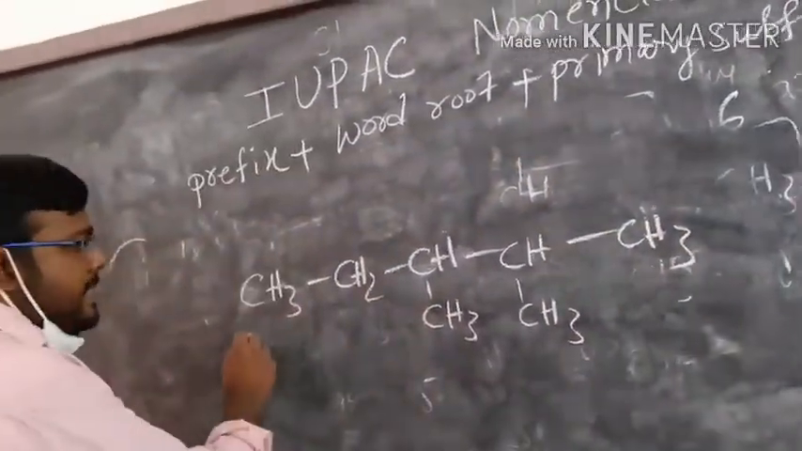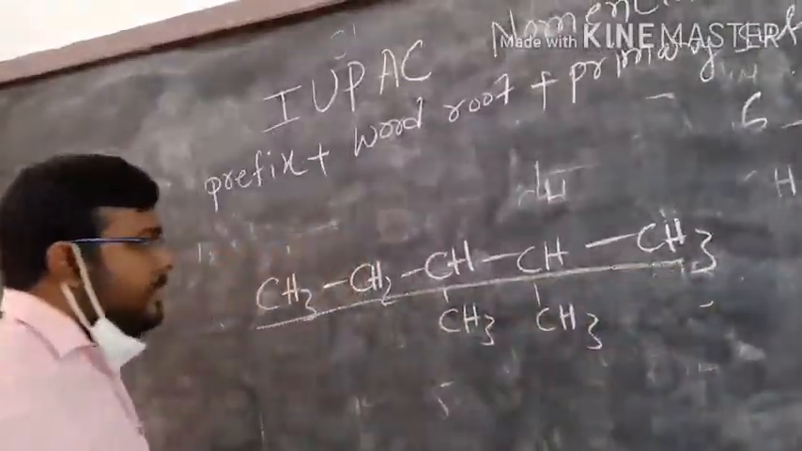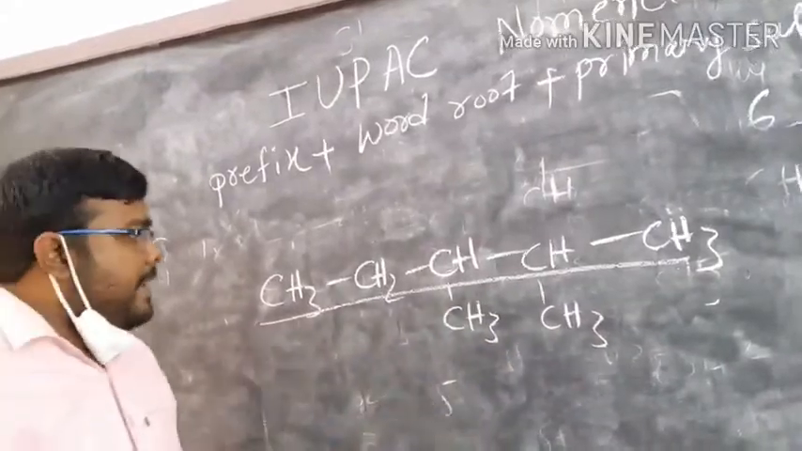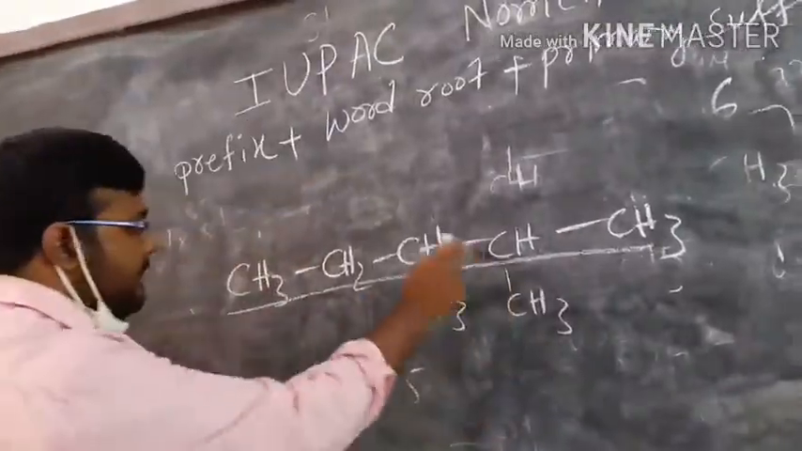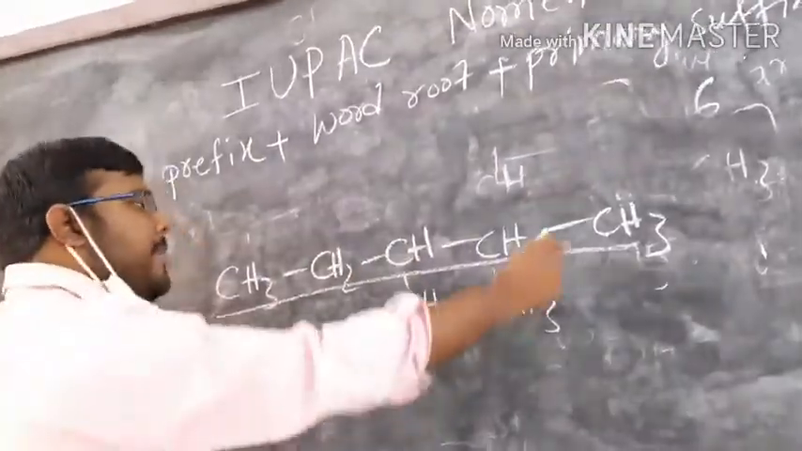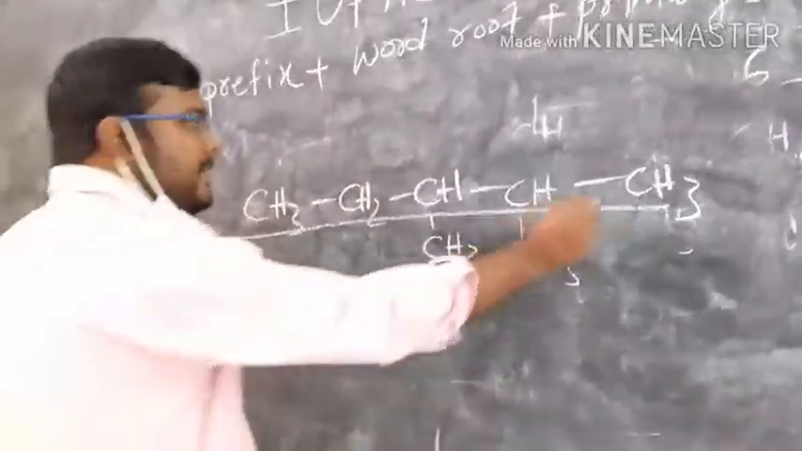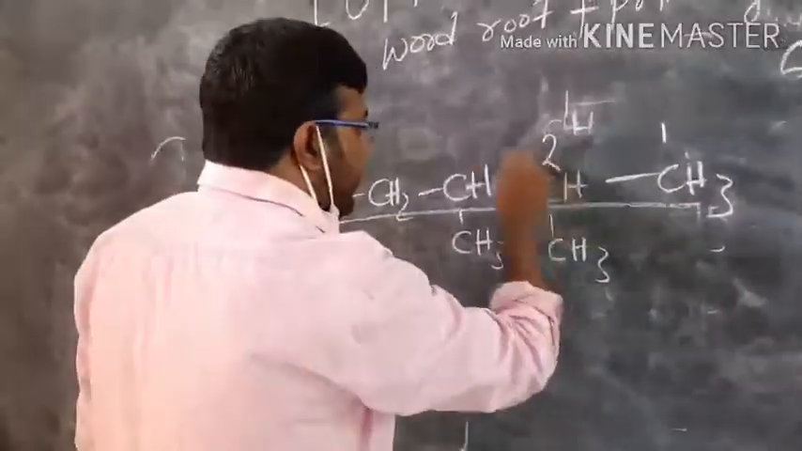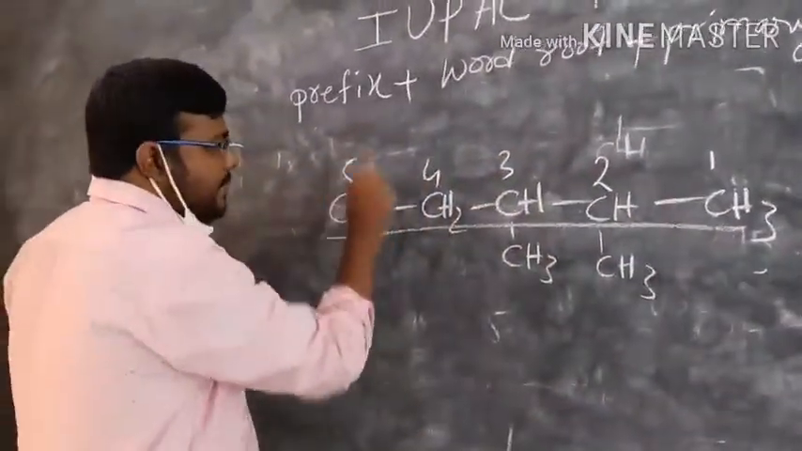That means, obviously, let us take that this is the parent chain because it contains 5 carbon atoms and 2 branches. Although one other chain is possible with 5 carbons, that also has the same number of branches. So let us take that the straight one is the parent chain. So if we start numbering from this side, 1, 2, 3, 4, 5 is coming.